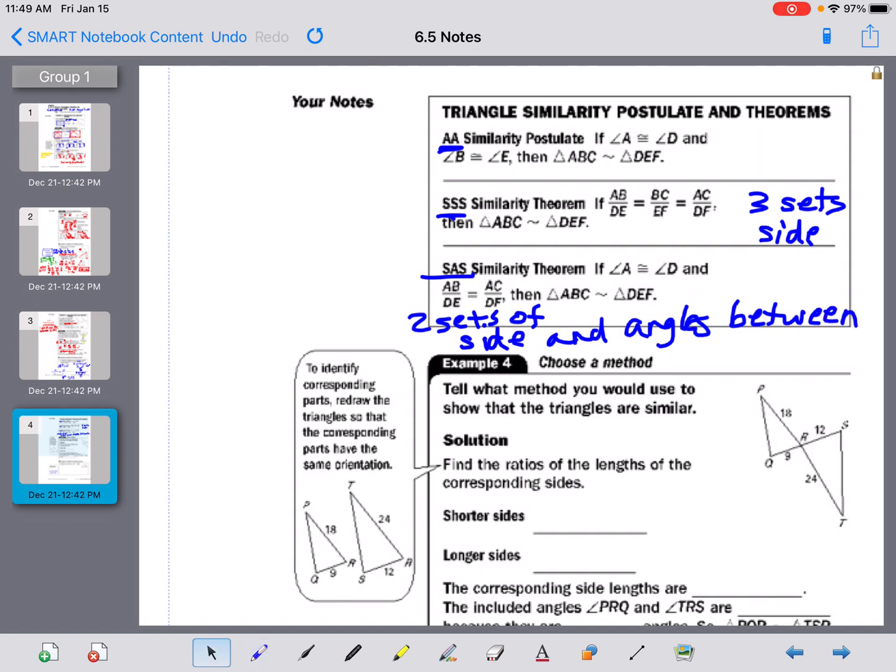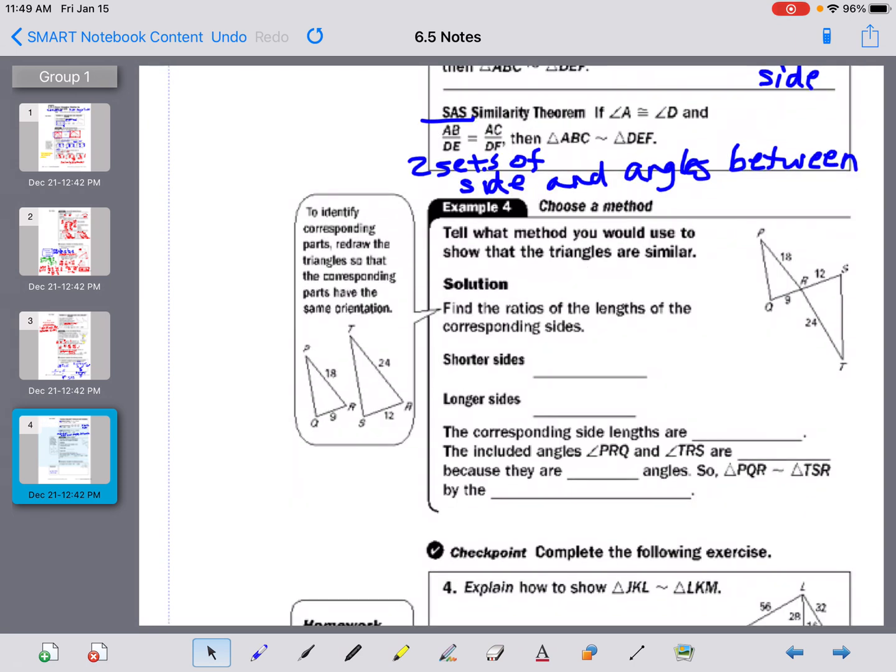Okay, so which one was easiest? Definitely angle-angle. 2 sets of angles congruent. So for my choice, I'm always going to look first, can I prove some angles congruent? Because if I can, it's going to shortcut my work. If I can't, then I start working on, okay, if I can only do 1 set of angles, can I do side-angle-side?